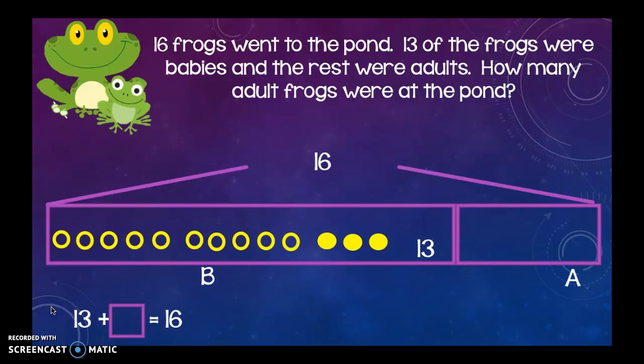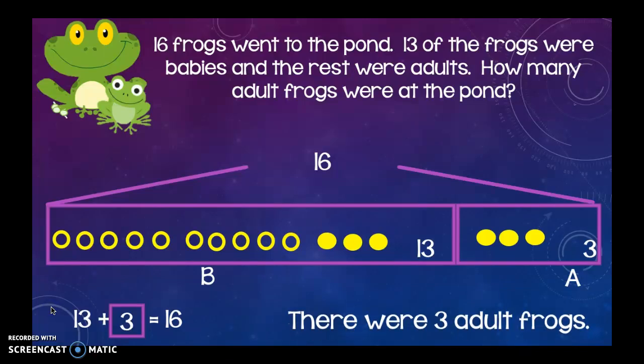Then all I had to do was just count up from 13 to 16 to find the missing piece. 13, 14, 15, 16. So how many adults were at the pond? 3. Good job. All right, did you write a statement? Oh, you didn't, or you did? If you didn't, press pause and write it really fast so you can check yours with mine. Okay, here we go. I wrote there were 3 adult frogs.